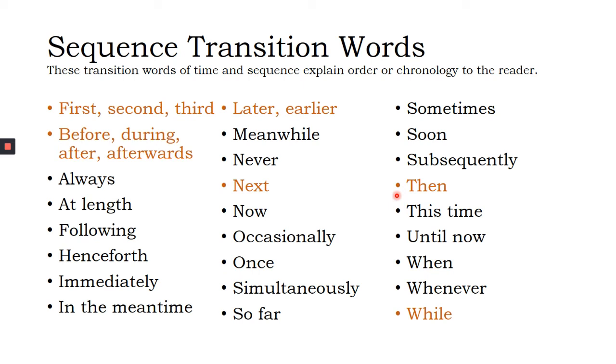Let's go back to that coffee making example. I might say something like, first, you need to get your coffee. Next, you need to get your water. Then you need to combine those in the coffee pot. So we don't have to be limited to just choosing from one category or the other.